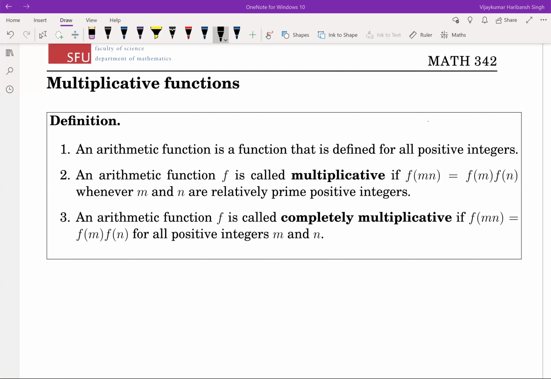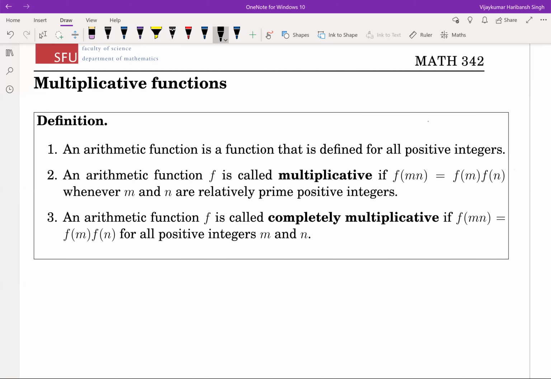Multiplicative functions are a special class of arithmetic functions. So what are arithmetic functions? Arithmetic functions are functions which are defined for all positive integers. So the domain of this function is all natural numbers. Your natural numbers start from 1, 2, and so on. So this gives you all the positive integers. Two is generally considered special from the perspective of the properties of number theory.